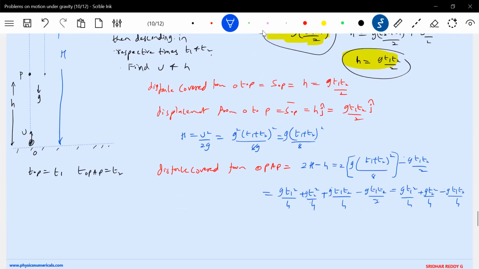Displacement will be h only. Displacement from O to P. Displacement for the path O P A P should be equal to how much? It is equal to the same thing: 2H minus H into j cap.